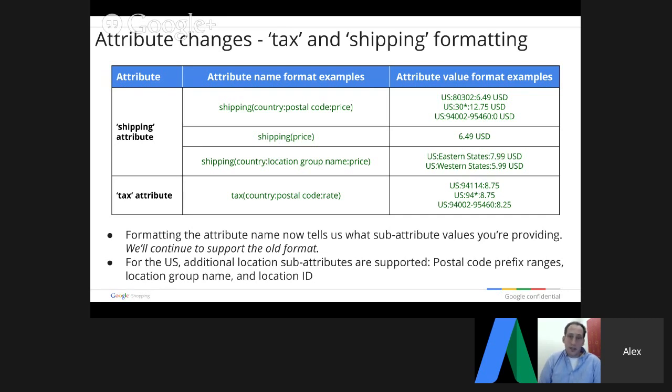I know some merchants have found it a little bit confusing with the old shipping attribute that you had to give those 4 values, those 4 sub-attributes, and if you weren't, you had to give us these additional colons, which was a little bit confusing. So hopefully this makes it more clear. But just one last time, if you're already submitting the shipping attribute or tax attribute formatted in the old way, you can leave it that way. You don't need to change it.